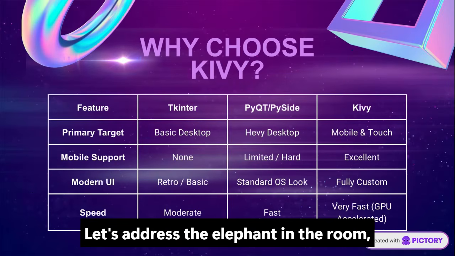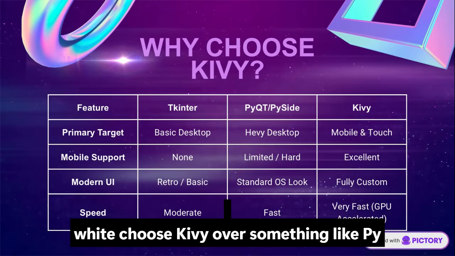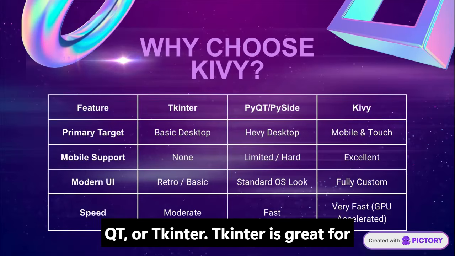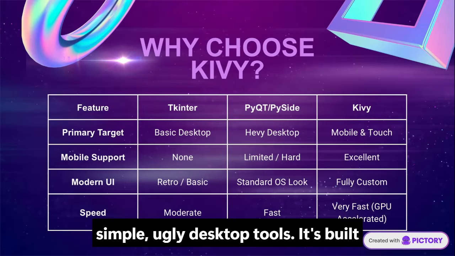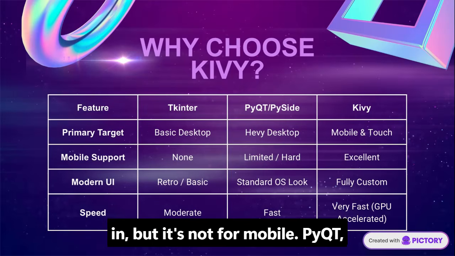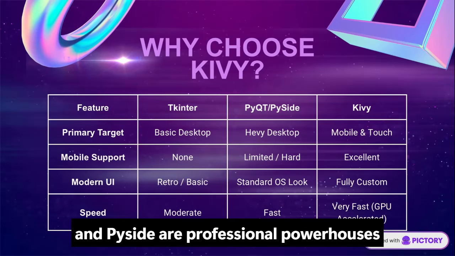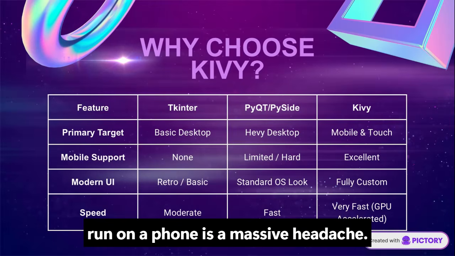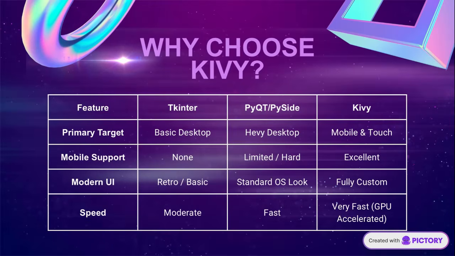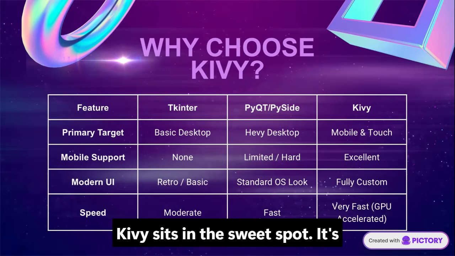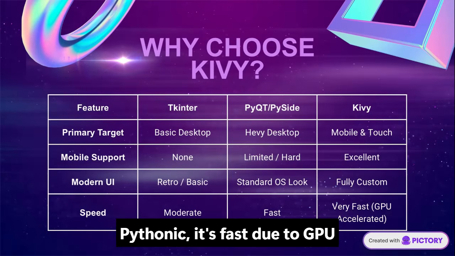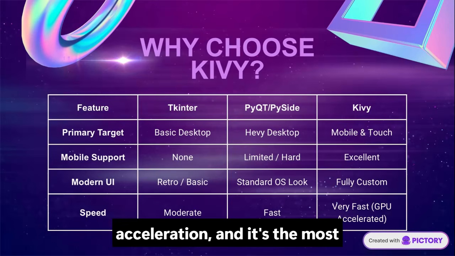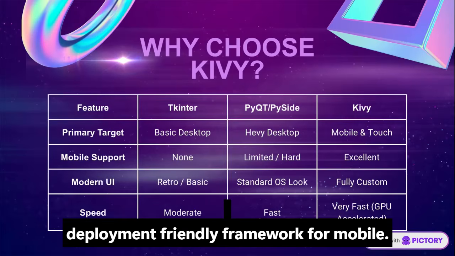Let's address the elephant in the room. Why choose Kivy over something like PyQt or tkinter? Tkinter is great for simple, ugly desktop tools. It's built in, but it's not for mobile. PyQt and PySide are professional powerhouses for desktop software, but getting them to run on a phone is a massive headache. Kivy sits in the sweet spot. It's Pythonic, it's fast due to GPU acceleration, and it's the most deployment-friendly framework for mobile.